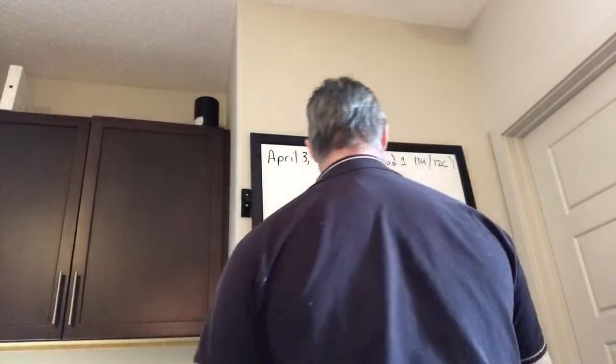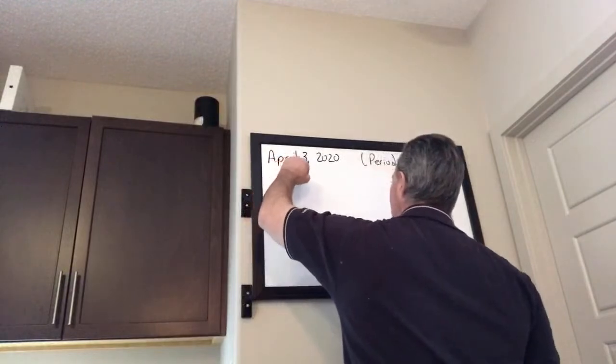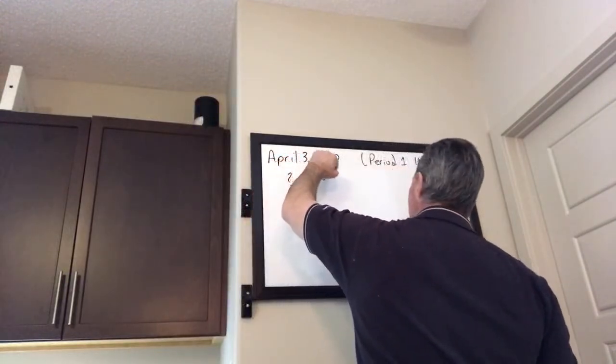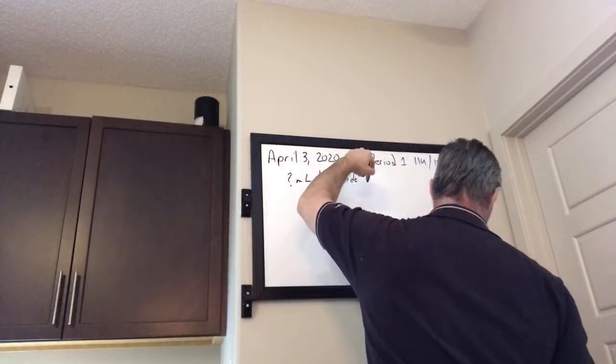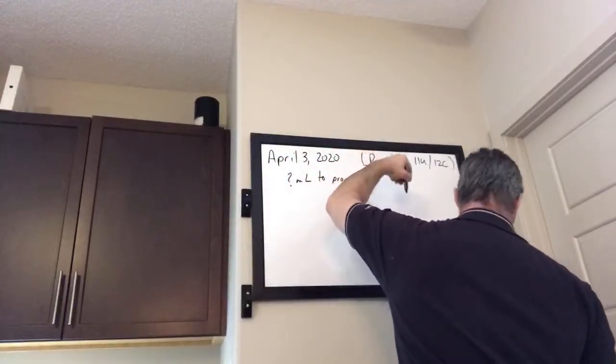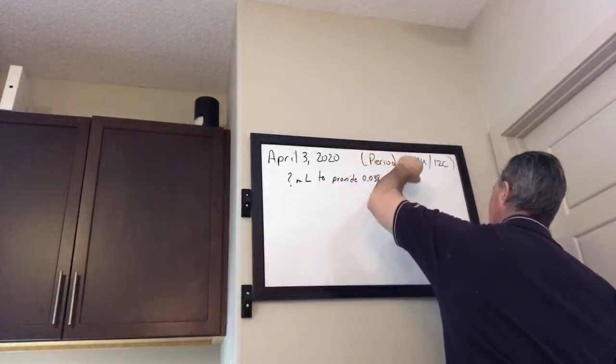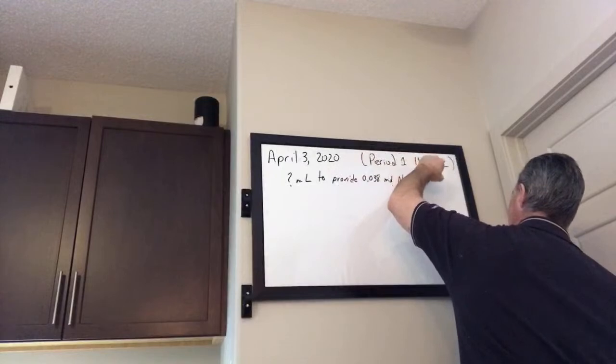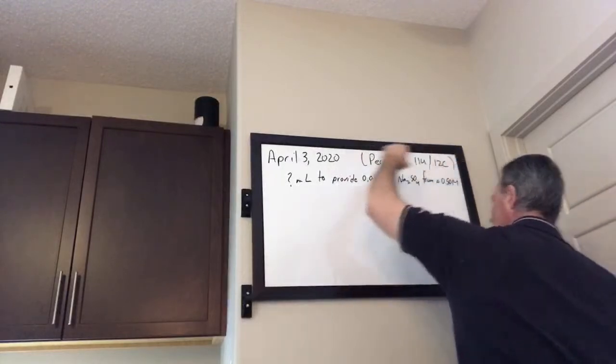Part B of this question on page 148 asks, how many milliliters of 0.5 molar sodium sulfate solution are needed to provide 0.038 moles of this salt? So, how many milliliters to provide 0.038 moles sodium sulfate from a 0.5 molar solution?